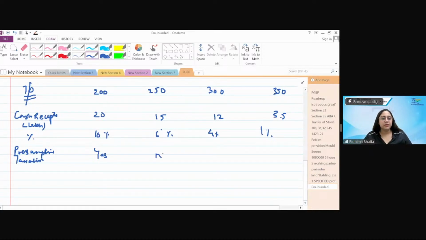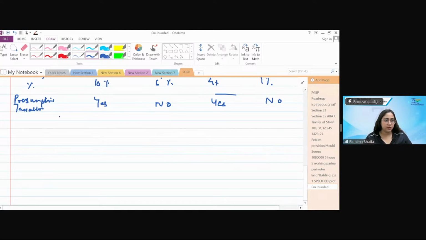Now in this case, presumptive taxation is not applicable. In this case, presumptive taxation is applicable. Why? Because cash receipts are only 4% of the total receipts. In this case, presumptive taxation is not applicable. Even if it is 1%, it is crossing 3 crore. Okay. Now we come to computation of the profit.